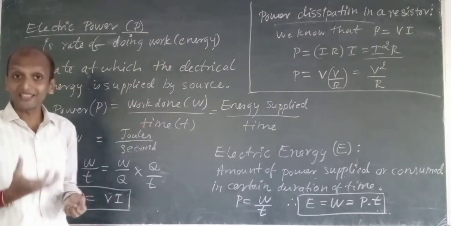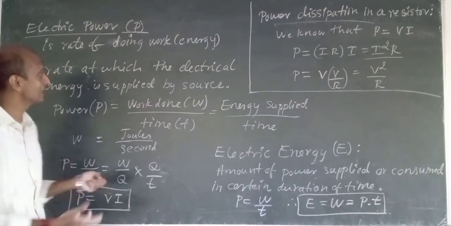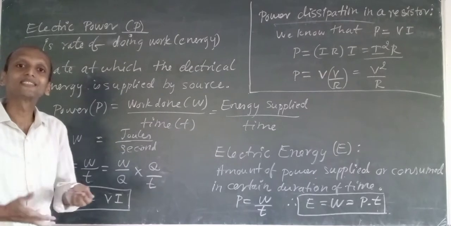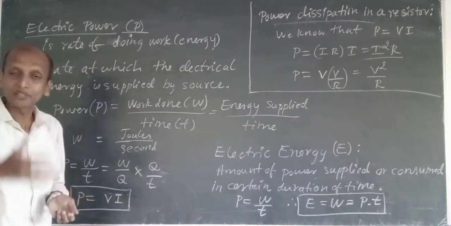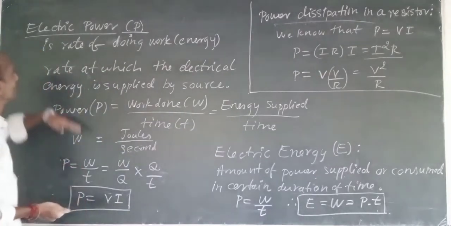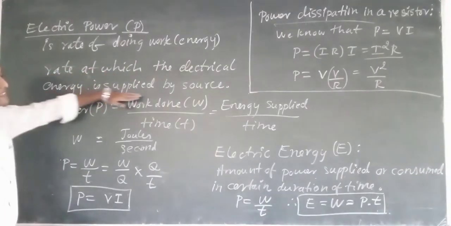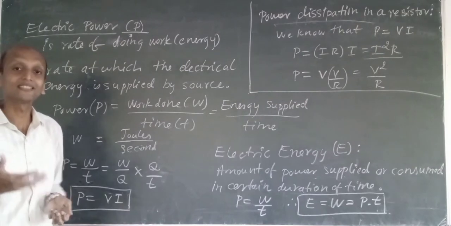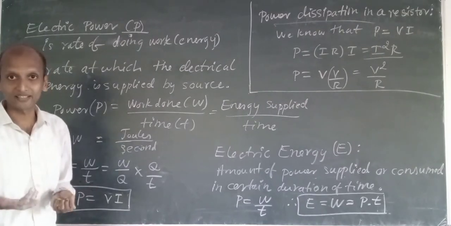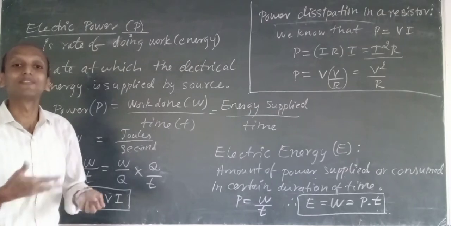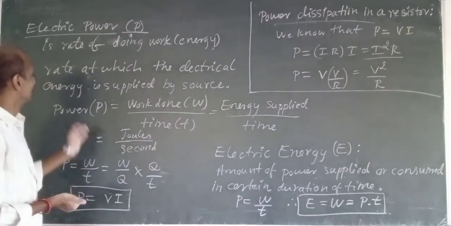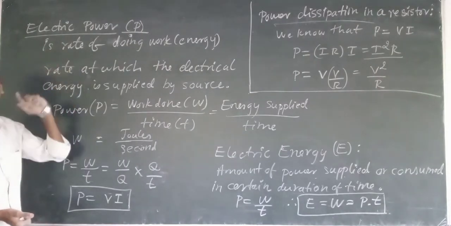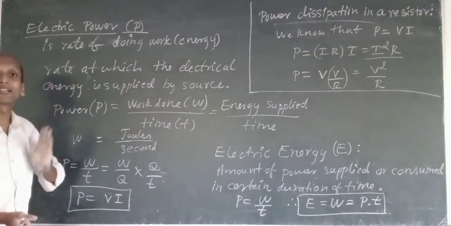Okay, at what rate are we supplying the electrical energy to the circuit? The source is where the electrical energy is generated, and it is given to the circuit. The rate at which the electrical energy is supplied, that is, with respect to time, is what we measure, and that measurement is nothing but your electrical power.